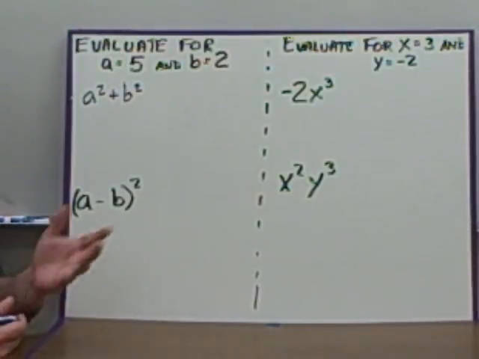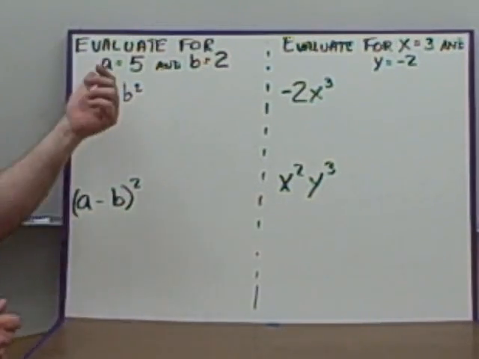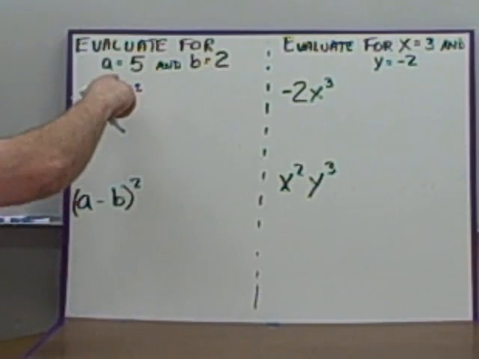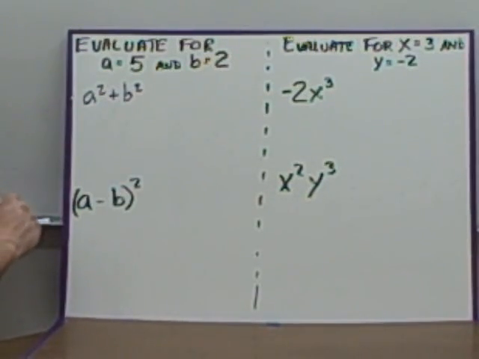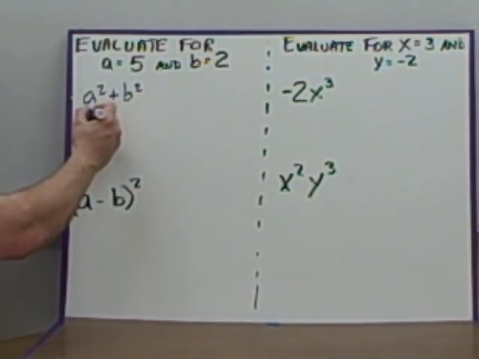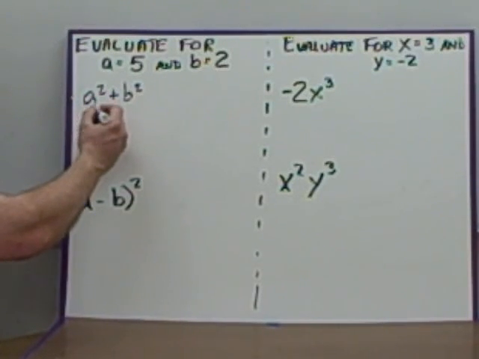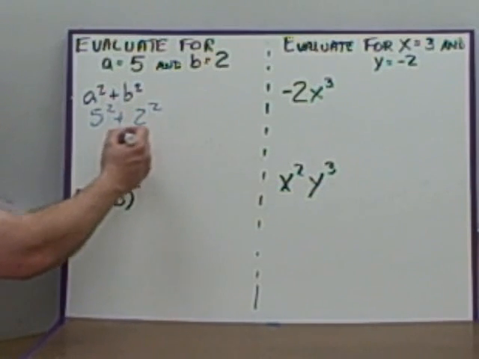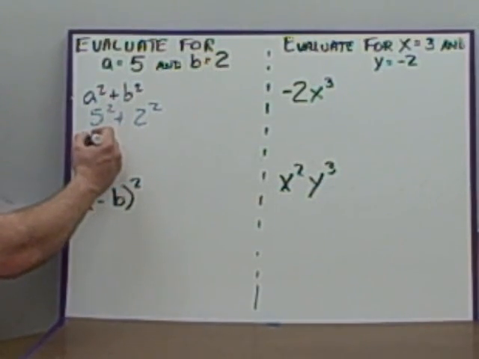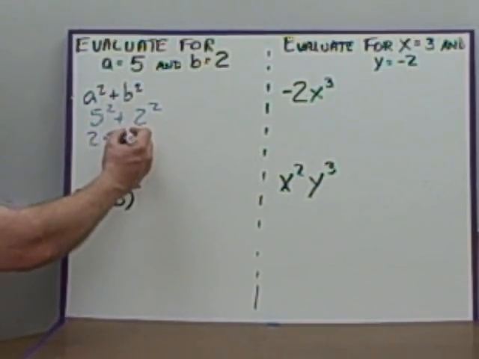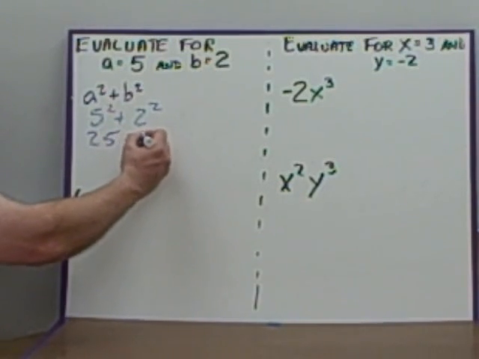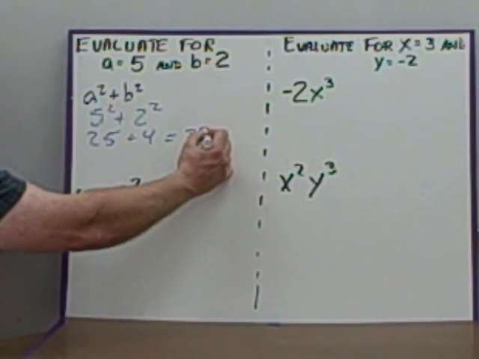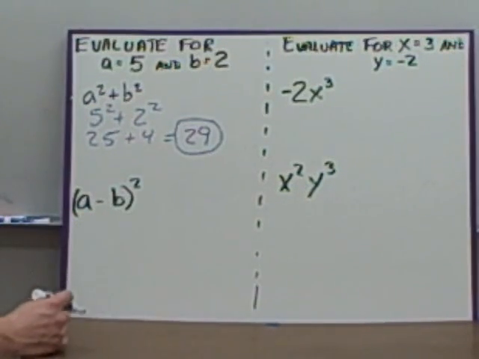Evaluating powers. Now remember, when you evaluate these things, you've got to be able to plug and chug. Evaluate these expressions for a equals 5 and b equals 2. To do that, I would first plug in the values. So this becomes 5 squared plus 2 squared. 5 squared is 5 times 5, which is 25. 2 squared is 2 times 2, which is 4. Add those together and you get 29 for your final answer.